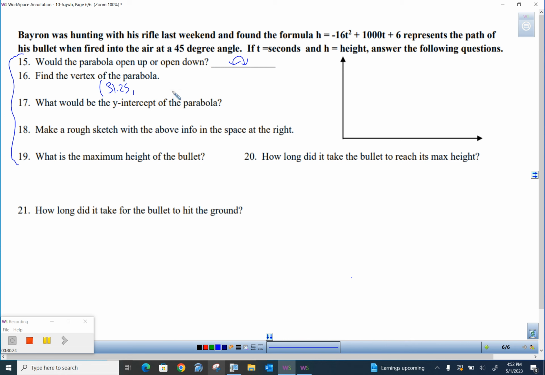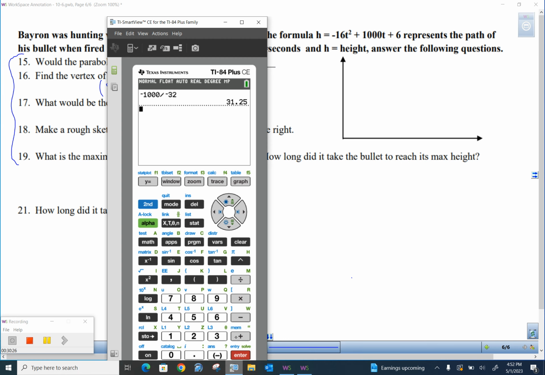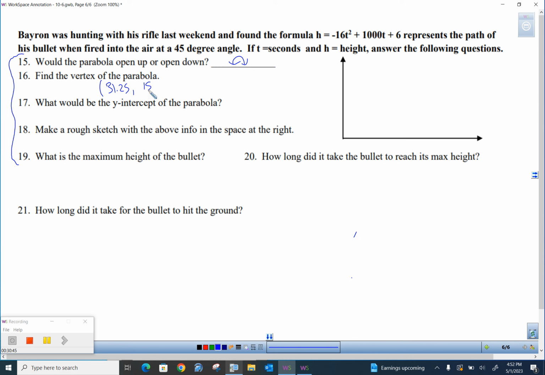But we have to go find the y value by subbing it in this equation. So you're taking negative 16 times that squared, and then plus 1,000 times that again, and then plus 6. So 15,631. Okay. Y-intercept is just the c value, so (0, 6).